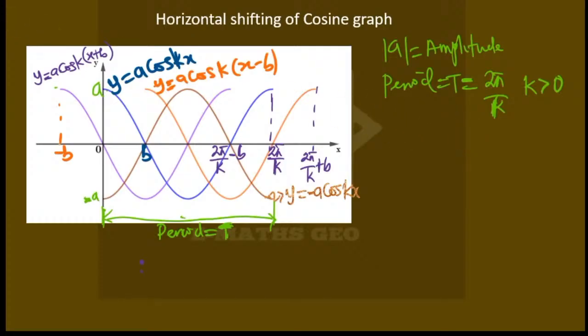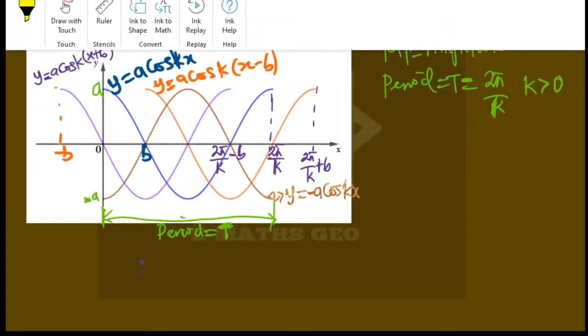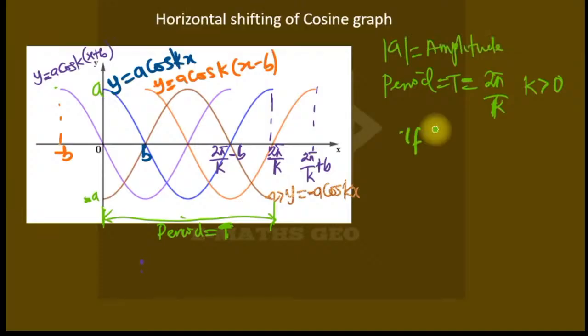But before this question, in case k is negative, so if k is less than 0, remember that cos of a negative value is the same thing as the positive; you neglect the negative sign. So we use that property if we notice that k is negative. So let's solve this question.